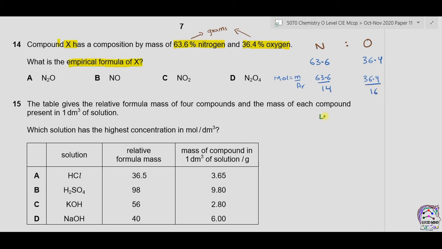The number of moles are 4.54 for nitrogen and 2.275 for oxygen. Now we can simplify these number of moles by dividing with the smallest value. So we have 2.275, which is the smaller one, so we can divide it on both sides. So the simple ratio comes equal to 2:1. So it means that in the empirical formula of X, 2 moles of nitrogen are present and 1 mole of oxygen is present. So the empirical formula is N2O. The answer is therefore A.